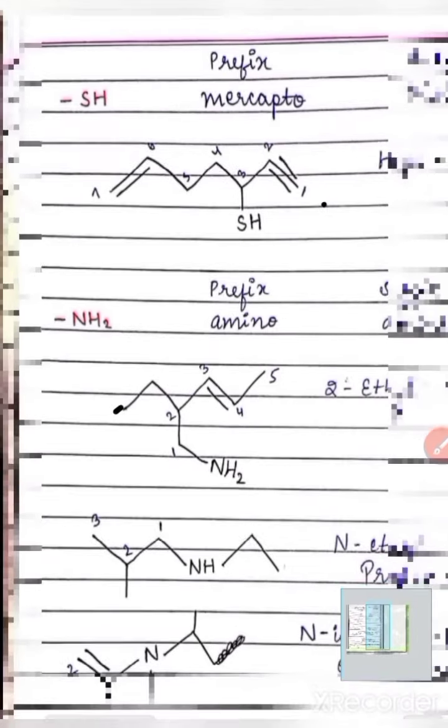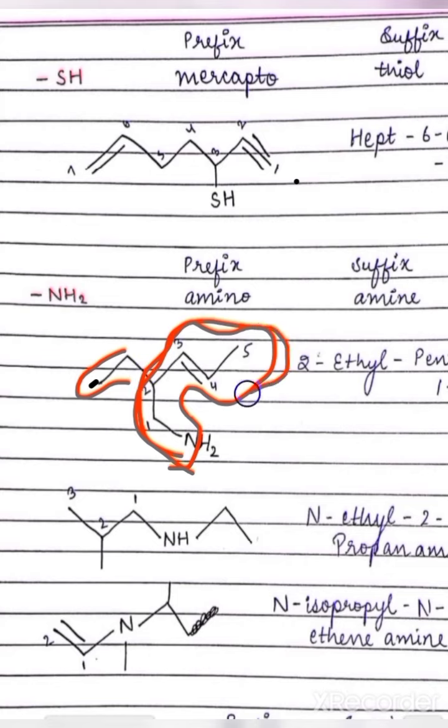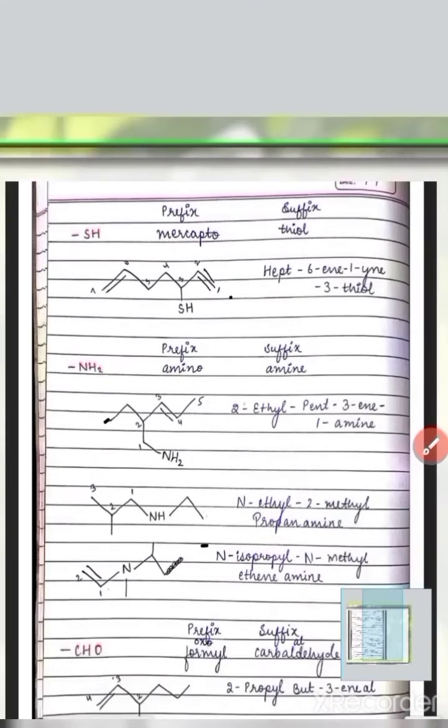Next we have the NH2 group. Here the prefix is amino and the suffix is amine. So let us look at some examples. In this one, the principal carbon chain will contain both the functional group and the double bond. So this one will be the correct principal carbon chain, and accordingly the name is given: 2-ethyl pent-3-ene-1-amine.